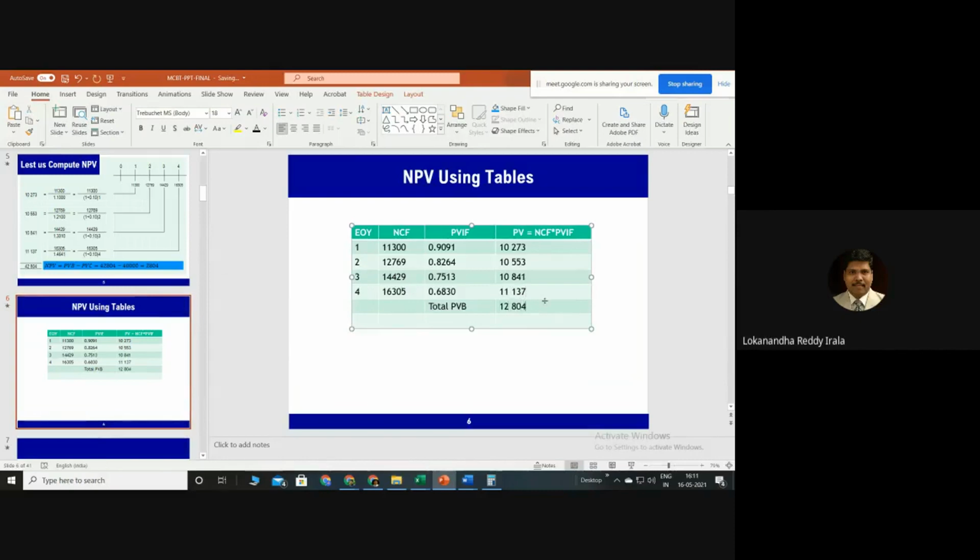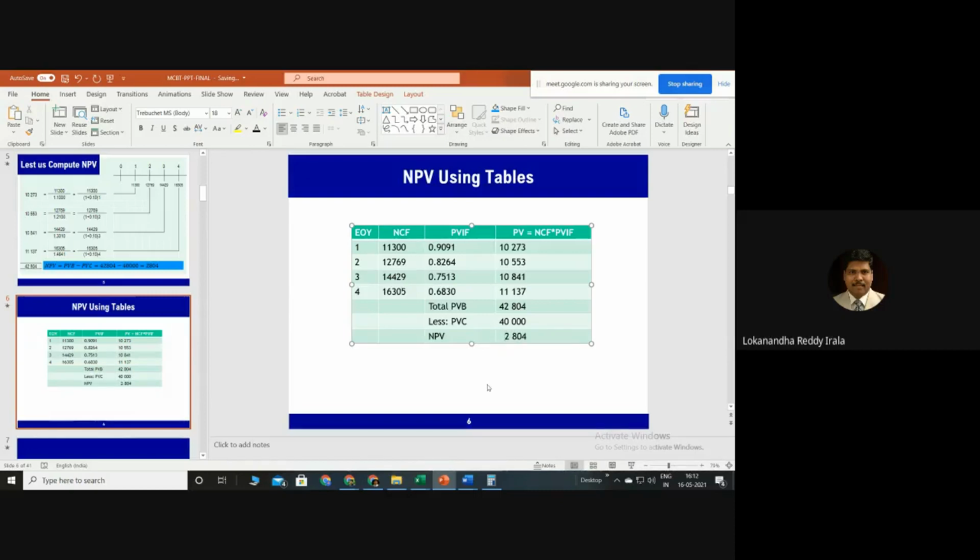Now you take the total as 42,804. Then from this, you subtract the present value of cost. Less your present value of cost, 40,000. So you will be getting the net present value, that is 2,804. So we'll be using the present value interest factor tables increasingly.